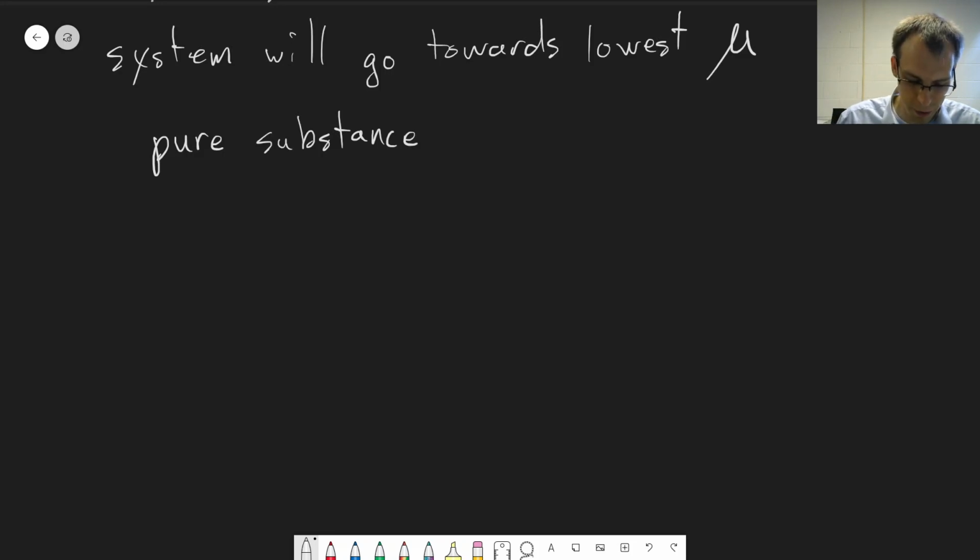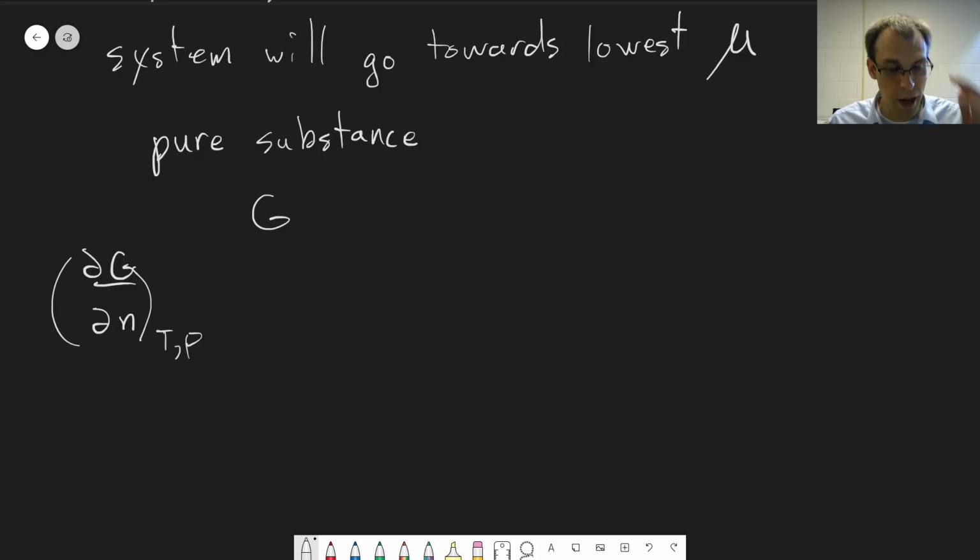So we can write that for a pure substance, chemical potential again is looking at the change in G with respect to the number of moles. That's the basic idea, holding temperature and pressure constant. And if we're thinking about a pure substance, we can say G is equal to however many number of moles we have times the molar Gibbs energy, right? And this is something maybe we can look up or we can calculate.